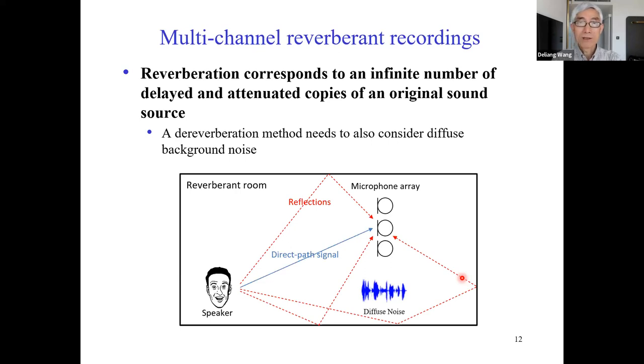I think people in this audience know that reverberation corresponds to, obviously, reflections in an enclosed space. And it's illustrated here: you have a speaker that utters a speech signal, and you have a microphone right here that records a direct-path signal. That's what we like to obtain, but there are an infinite number of reflections that also get recorded. And for the reverberation, we also need to consider diffuse background noise, which is illustrated here.